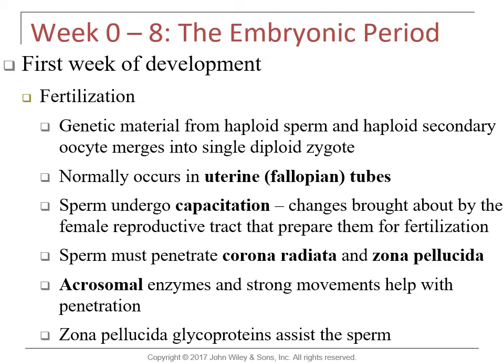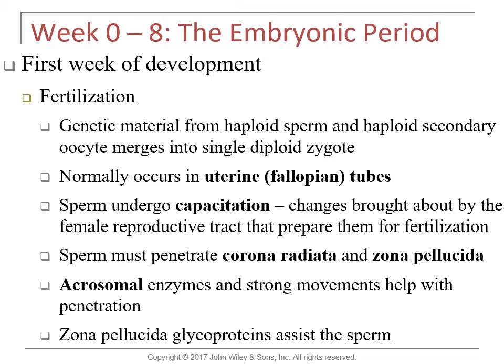Acrosomal enzymes and strong tail movements by the sperm help it penetrate the cells of the corona radiata and come in contact with the zona pellucida. One of the glycoproteins in the zona pellucida acts as a sperm receptor. Its binding to specific membrane proteins in the sperm head triggers the acrosomal reaction, the release of the contents of the acrosome. The acrosomal enzymes digest a path through the zona pellucida as the lashing sperm tail pushes the sperm cell onward.